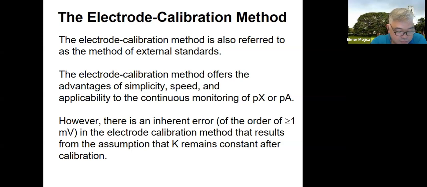So why do we need to do this? Why do we always have to do calibration? In a pH electrode, how do we do calibration? Anyone?